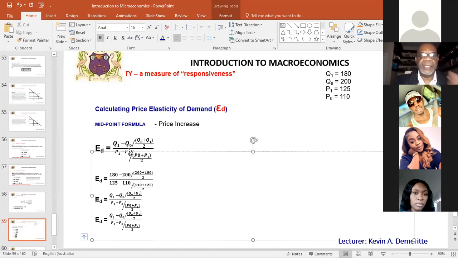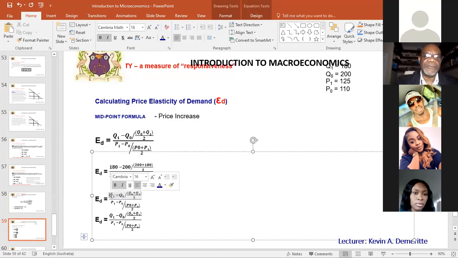Q1 is 180. It's Q1 minus Q0, so 180 minus 200. Q0 plus Q1 is 200 plus 180, divided by 2. P1 minus P0 is 125 minus 110. And P0 plus P1 divided by 2 is 110 plus 125 divided by 2. So it looks like I have everything in its right place.